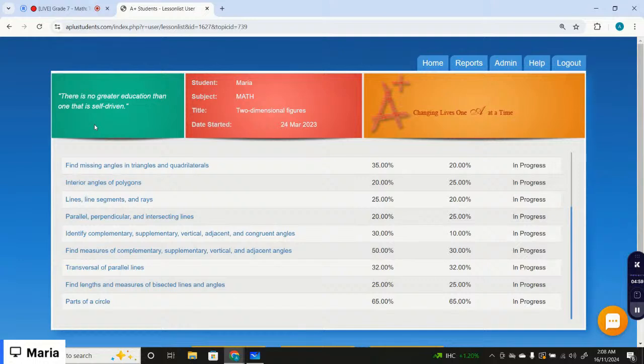So here I am on grade 7 math. The chapter we are on right now is 2 dimensional figures. Let's just start with the lesson, that is find measures of complementary, supplementary, vertical and adjacent angles.